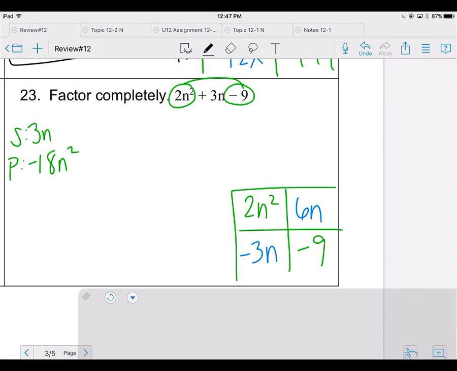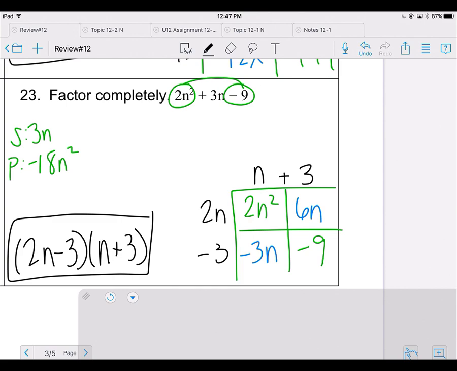Looking for the GCF. So 2n squared and negative 3n share an n. 6n and 9 share a 3. 2n squared and 6n share a 2n. Negative 3n and negative 9 share a negative 3. So 2n minus 3 and n plus 3.